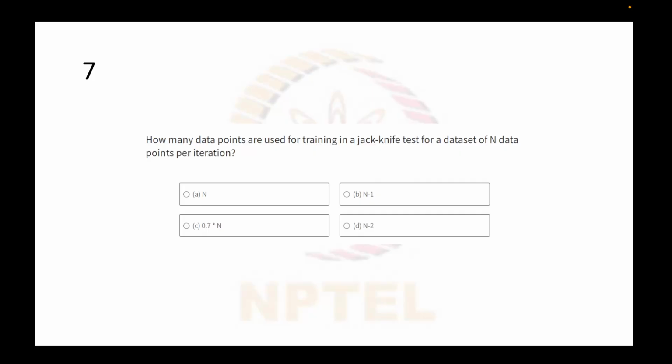So if a data set has n data points, how many of them are used per iteration in jackknife cross validation?